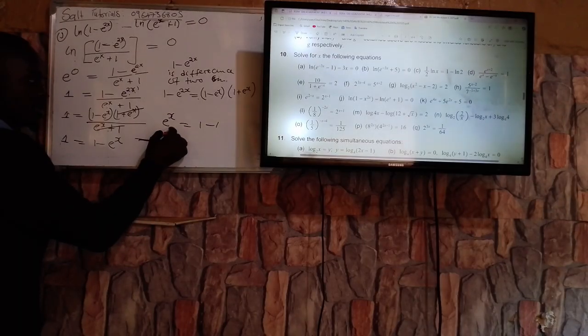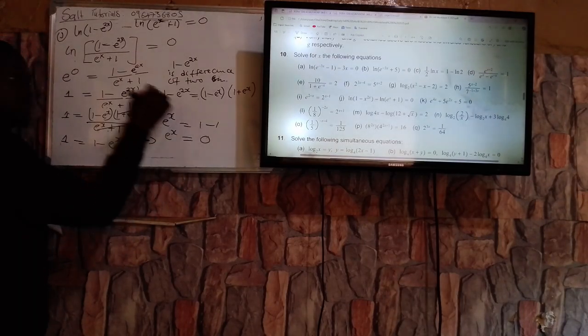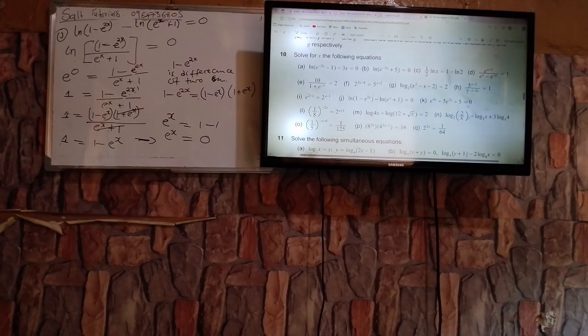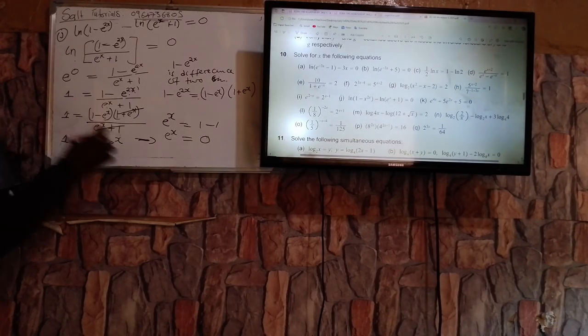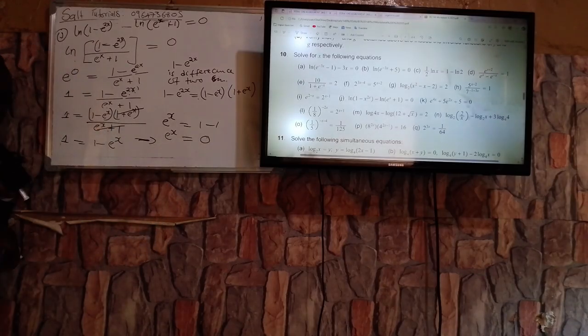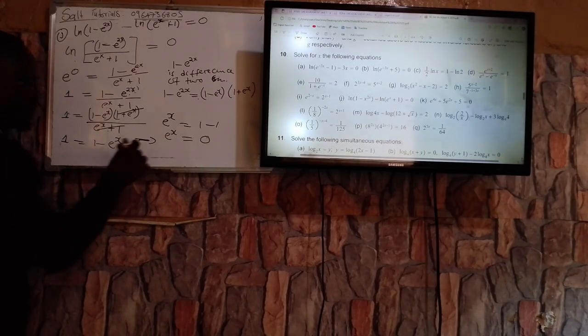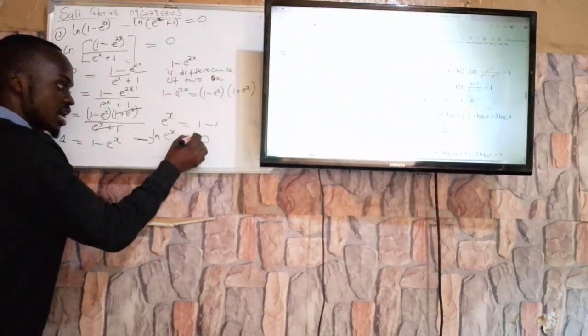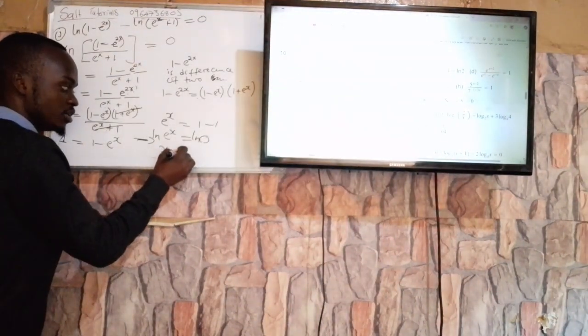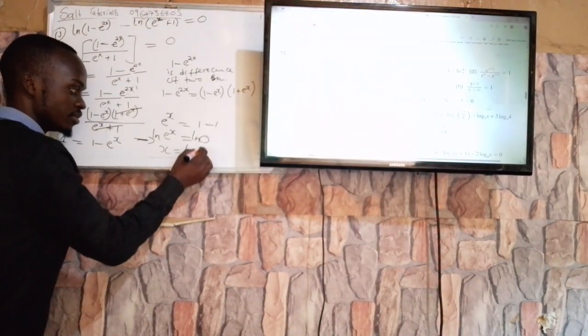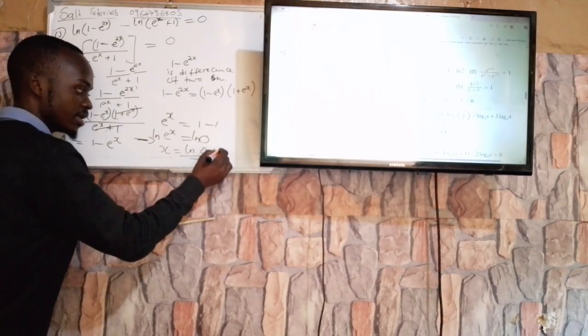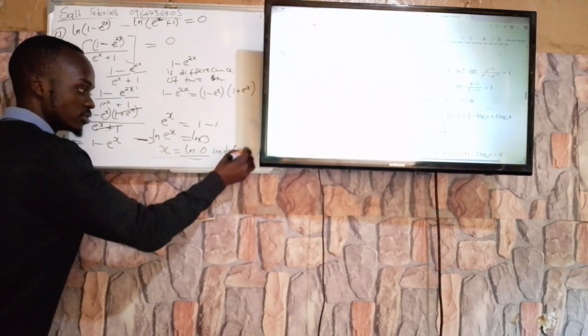So it means that e power x becomes equal to what? 0. And if it is e power x equal to 0, what are we going to have? This solution is going to be undefined again. We don't have a solution. Because if we punch in the natural log on both sides, I'm going to have x equal to the natural log of 0. And this natural log of 0 is basically what? Undefined solution.